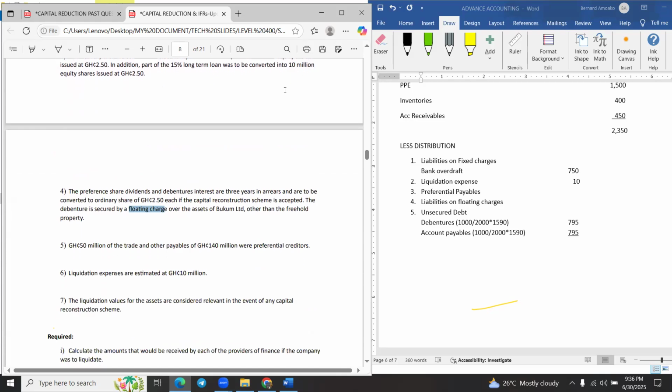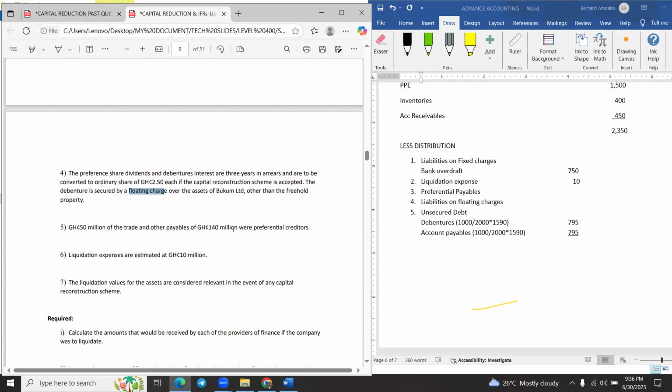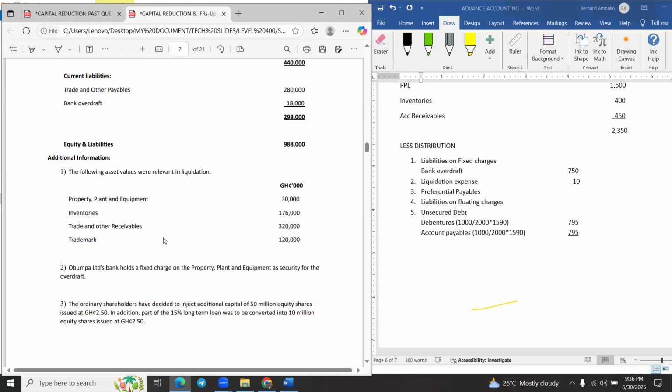Is there any question? Let me see. Were preferential creditors. So you see, 50 million of the trade and other payables of 140 million were preferential creditors. So these are also part of the preferential payables. They are preferential payables, creditors. Creditors are people that you need to pay.